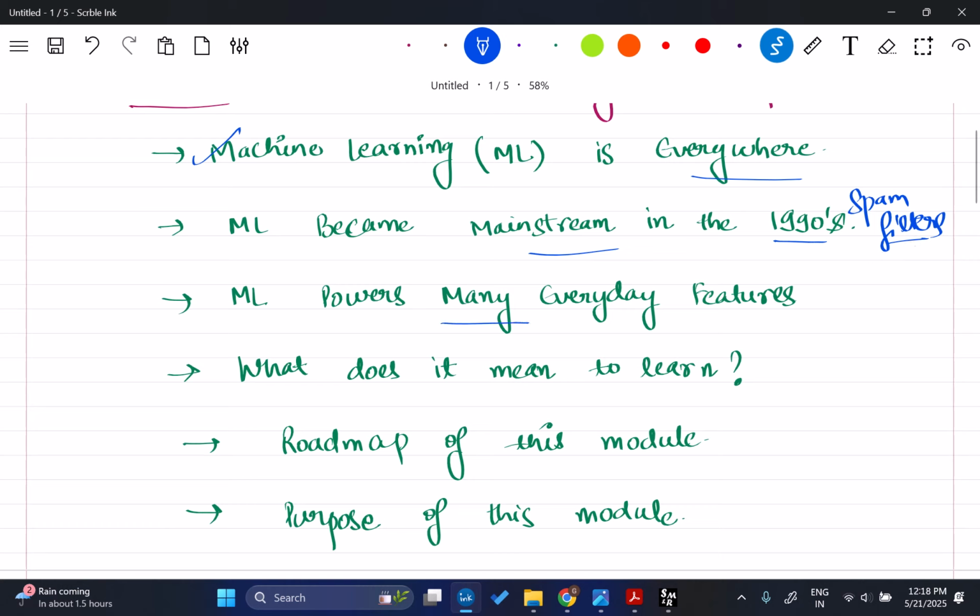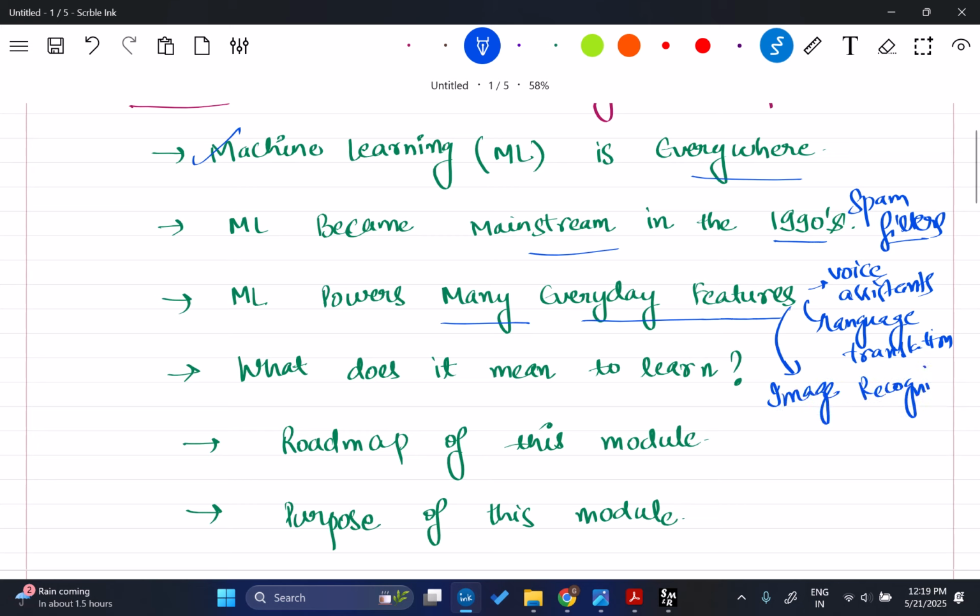As I mentioned, ML powers many everyday features. Some examples are voice assistants like Siri and Alexa, and language translation, translating from one language to another. Another application is image recognition. Nowadays, we have this feature in our phone where it can identify who the person in the image is and group the photos together. Any kind of product suggestions we get on our mobiles, based on the data we are producing, recommendations like these all have ML in the back end.